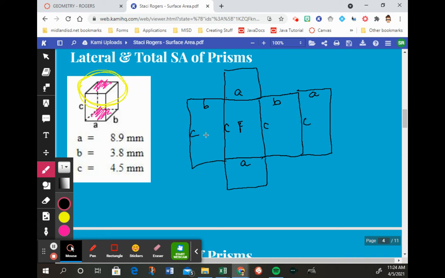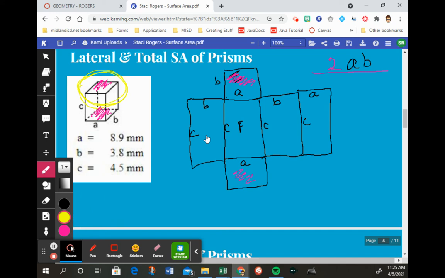So what is this right here? I think I did something wrong. A times B. Yeah, A times B. So I have an A times B. That's this one. Let me color in red. A times B, A times B. I have two of them. That's my base. That's going to be part of my total.